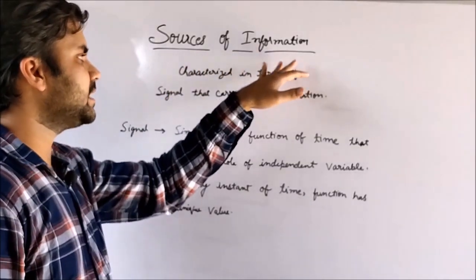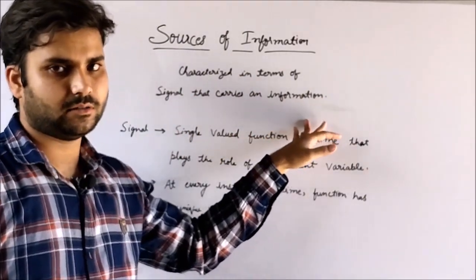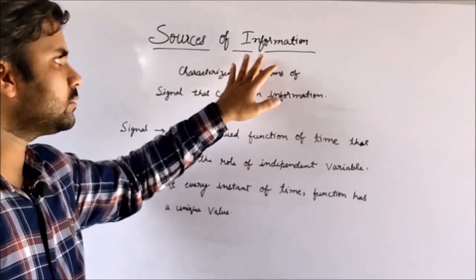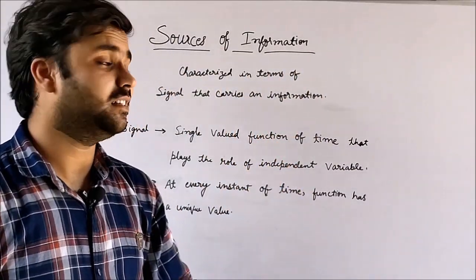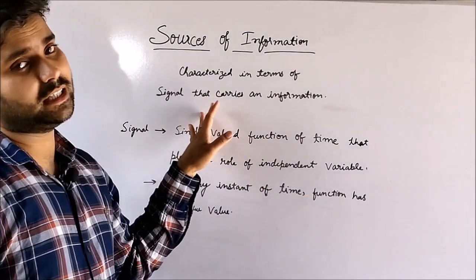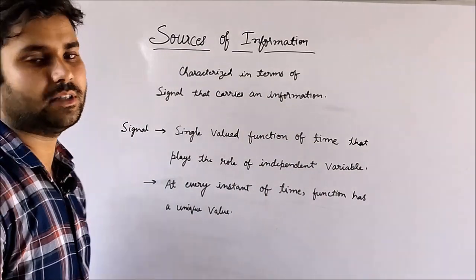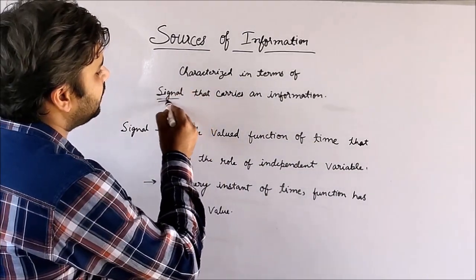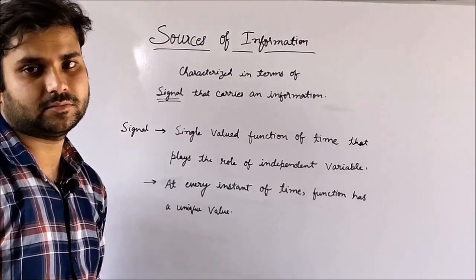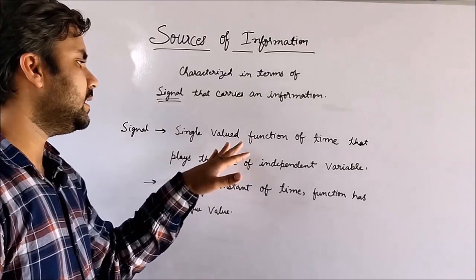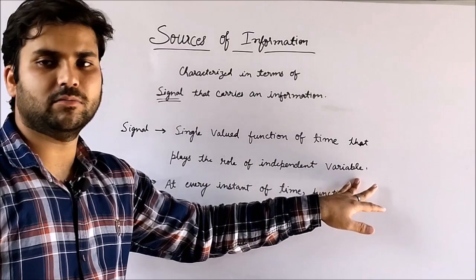The source of information is characterized, or defined, in terms of the signal that carries the information. So the most important thing over here is the signal. Okay, so let us define signal. A signal is a single valued function of time that plays the role of an independent variable.